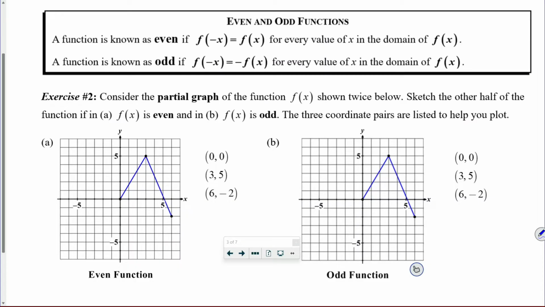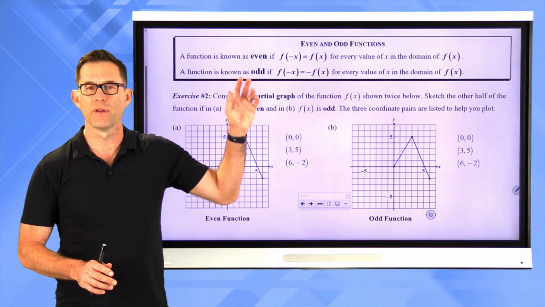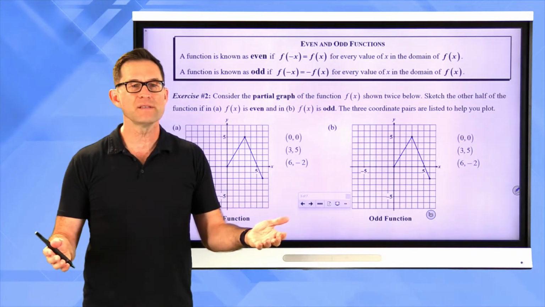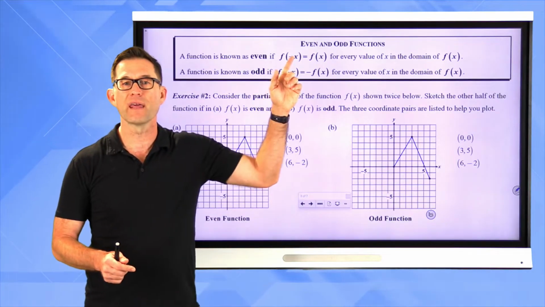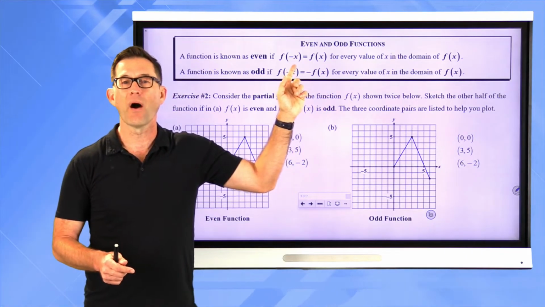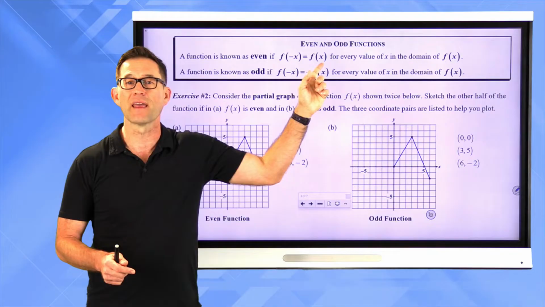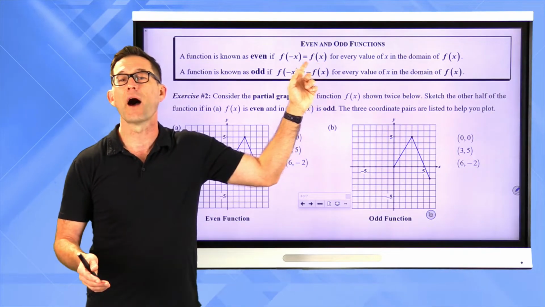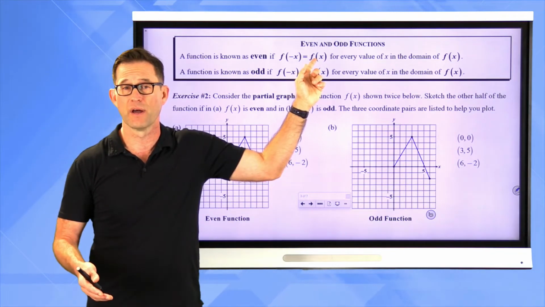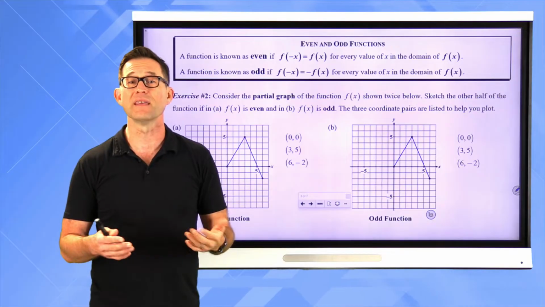Let's take a look. A function is known as even if f of negative x equals f of x for every value of x in the domain of f of x. Now, before we talk about odd, let's make sure that we really understand this, because sometimes it can be difficult to think about an algebraic definition. Basically, this is saying, look, it doesn't matter whether I have negative 5 and positive 5, negative 22 and positive 22. If I put an opposite input into f of x, I get exactly the same thing as if I put in the positive version, right? So opposite inputs give us equal outputs.